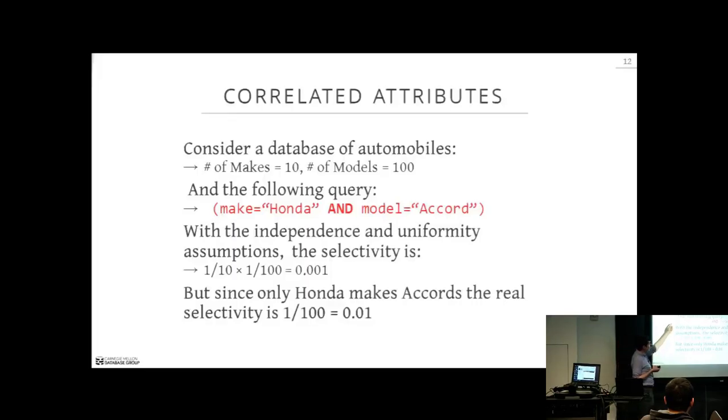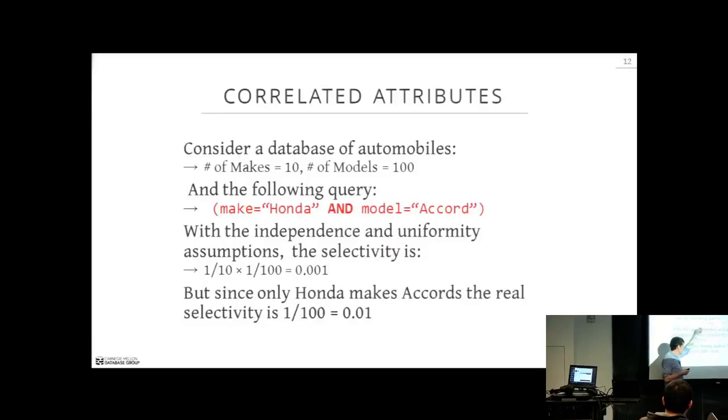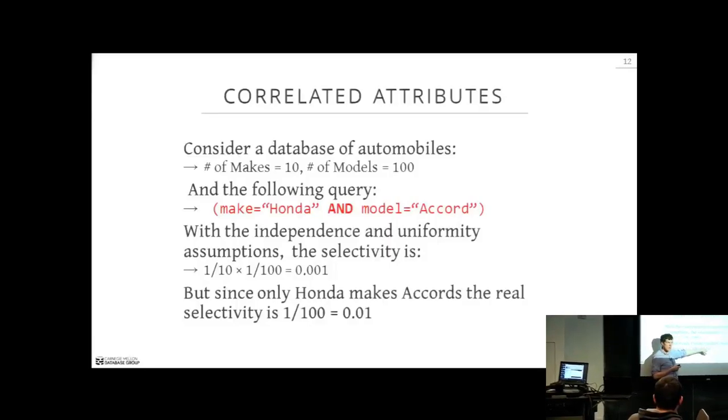So if we make the assumption we made in the last slide, that our data is uniformly distributed and all our predicates are independent, then the selectivity of this predicate here is 1 over 10, because it's 1 over the number of makes, right? Because we're doing an equality predicate, so we know the only one we're looking for, multiplied by 1 over 100. Same thing, it's an equality predicate on the models, and we're looking for exactly 1. So this would give us 0.001. But since we know that these two fields are actually correlated, we know that only Honda makes Accords, so we don't even need this part of the clause here, right? We just need to model what this is. So in that case, the true selectivity is just 0.01, right?